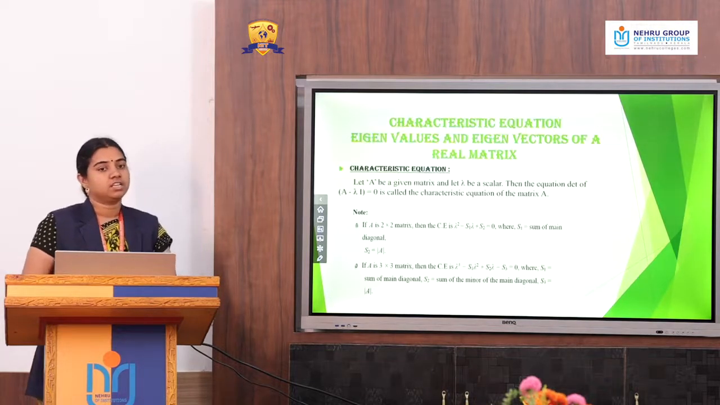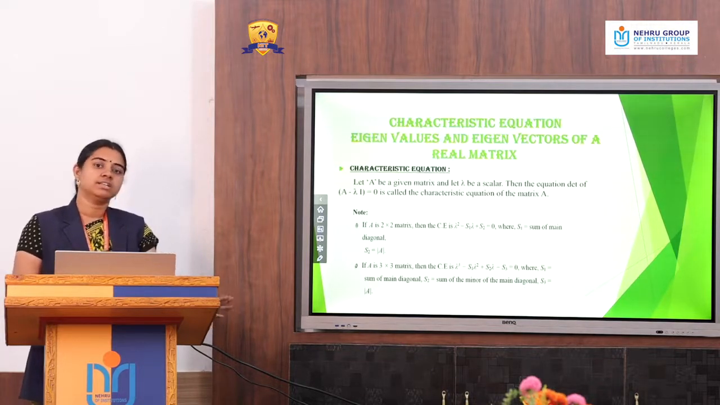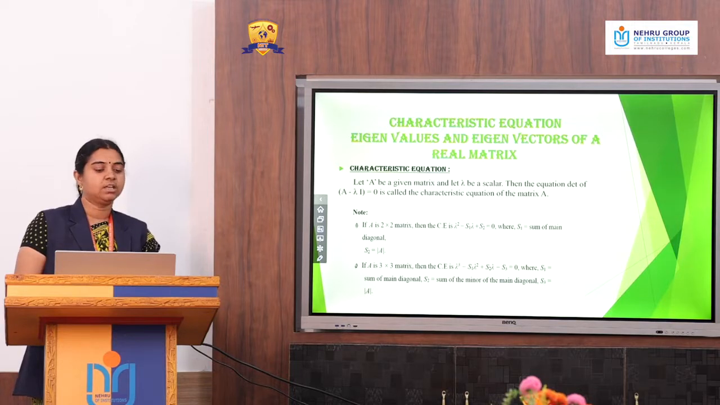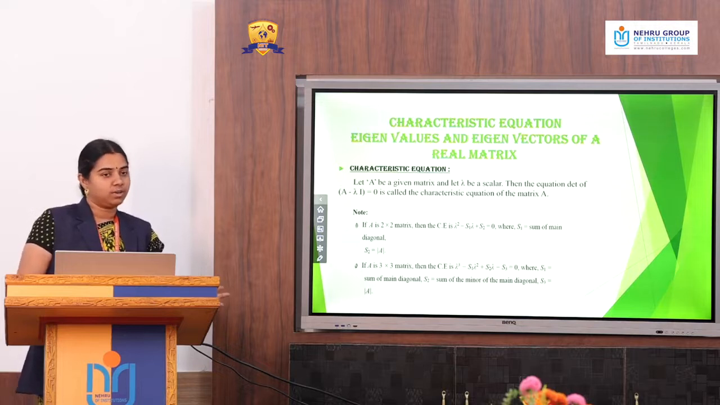So characteristic equation: without knowing the characteristic equation, we are not able to discuss eigenvalues and eigenvectors. So first of all, we start to discuss what is characteristic equation. Next we move to eigenvalue and eigenvector. So characteristic equation is nothing but this.